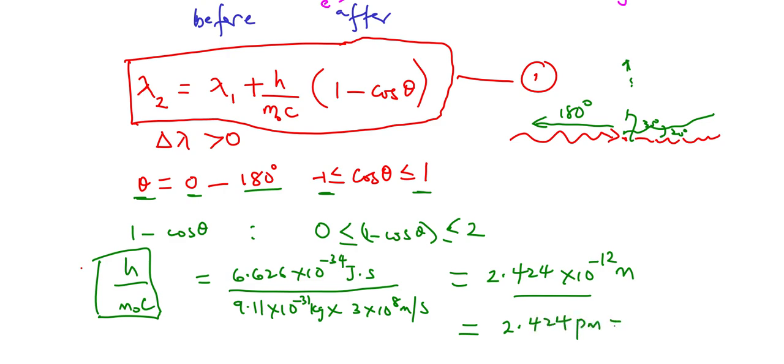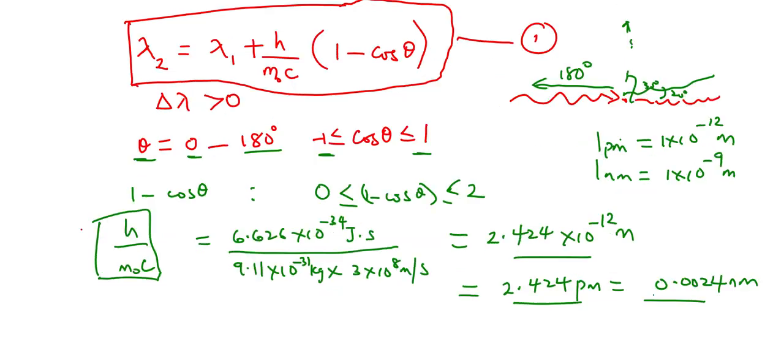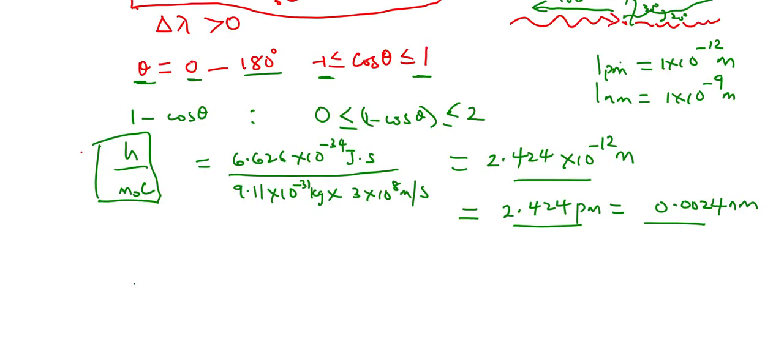Because 1 picometer is 1 times 10 raised to the power minus 12 meters. Or we can write it in nanometer, so that will be 0.0024 nanometer. Recall that nanometer is 1 times 10 raised to the power minus 9. So we can use any of these for this constant. Now, there's a name we call this constant. We call it the Compton wavelength, and we denote it as lambda c.